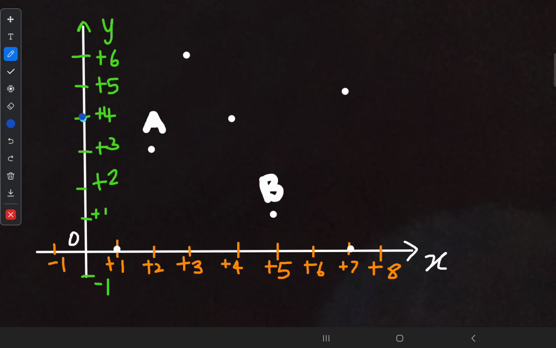There's the blue color one and this one. What we are going to do is mark them and find their coordinates. That is an important feature in here.